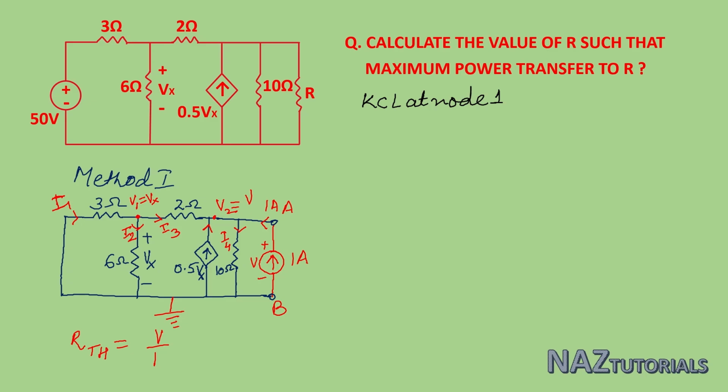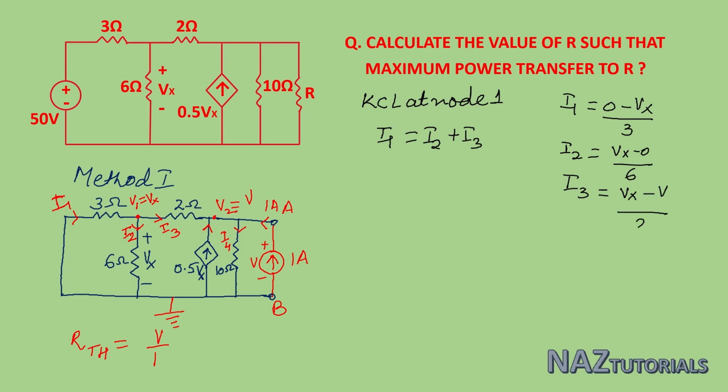Apply KCL at node 1. Our KCL equation at node 1 is I1 equals I2 plus I3. Here I1 is (0 minus Vx) divided by 3, I2 is (Vx minus 0) divided by 6, and I3 is (Vx minus V) divided by 2. Put all the values in the KCL equation. After solving, we get 6Vx minus 3V equals 0.